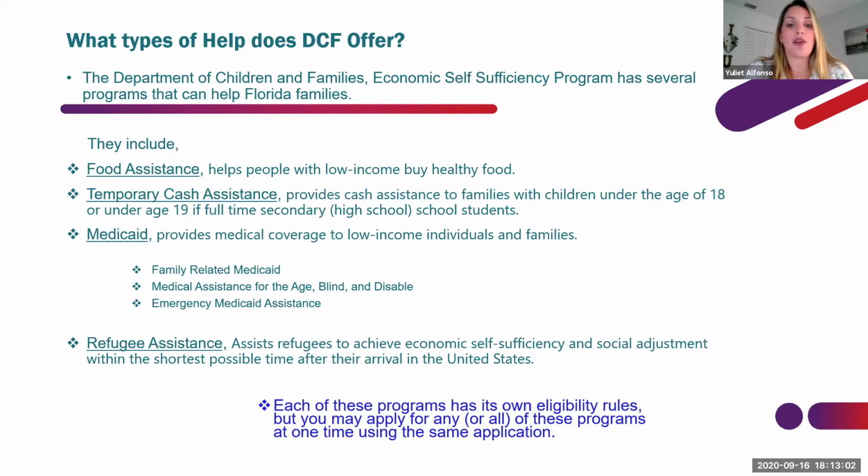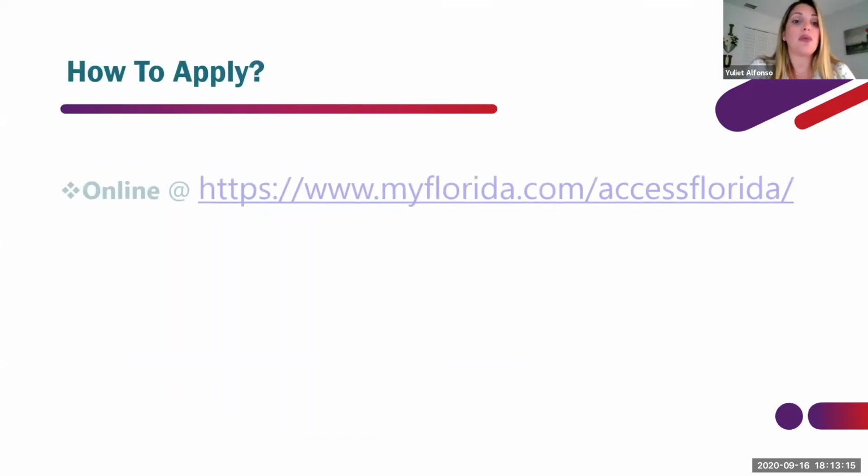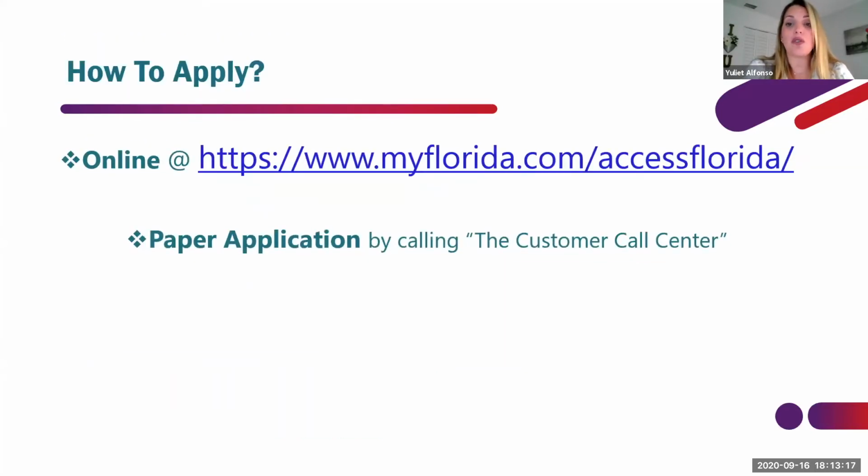Now, each of the programs has its own eligibility rules, but you may apply for all of them if you feel like you may be eligible or you are unsure which one you are eligible for. How to apply? There are two ways to apply.